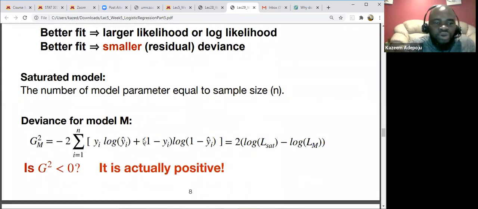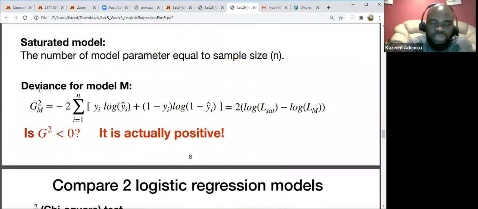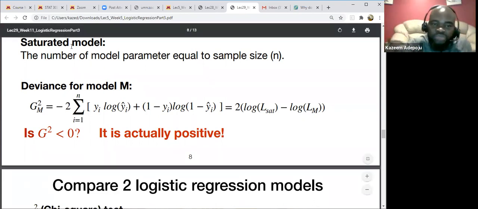And there's something that we call a saturated model. In a saturated model, we're going to look at the number of model parameters, because the number of model parameters has to be equal to the sample size. That's what we call a saturated model. I'm going to explain that to you. If the number of parameters in the model, the beta naught, the beta 1, and so on, is the same as the sample size, that's a saturated model.